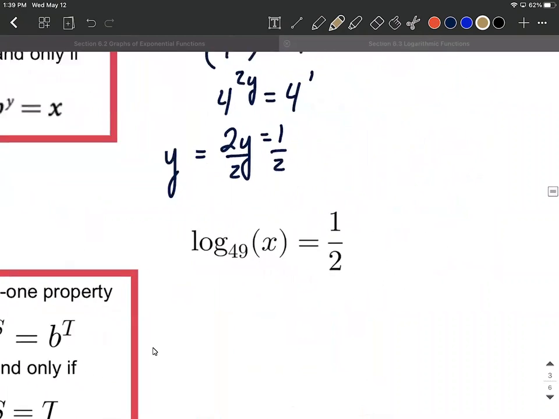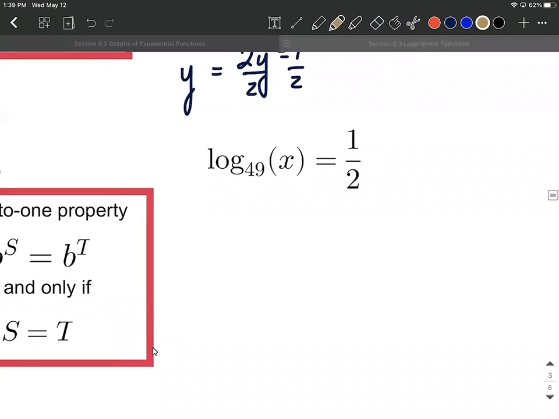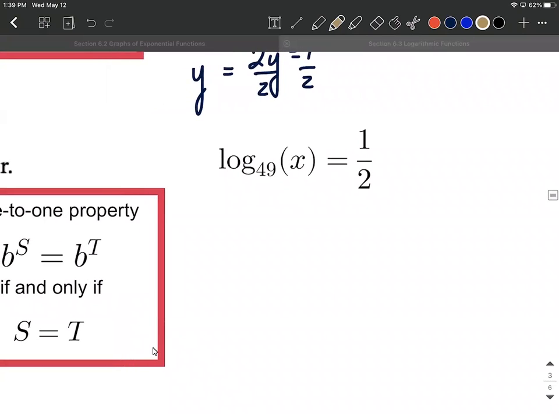One last problem here. Let's take a look at log base 49 of x equals 1/2. The first thing I would do on this is we're in logarithmic form. Let's convert this to exponential form. So in this case, we have 49 is our base, raised to the 1/2 power, would equal x. In solving for x in this case, 49 raised to the 1/2 power is equivalent to the square root of 49. With a little bit of simplifying down, we're going to get x equals 7.